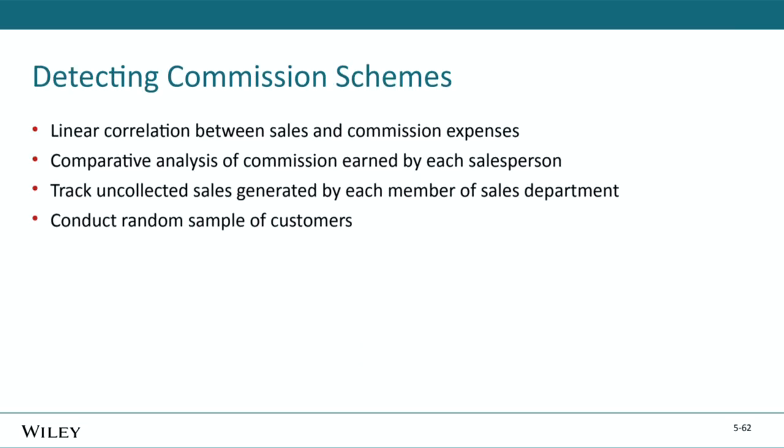There should be a linear correlation between sales and commission expense. So if everyone gets 5% commission, okay, how much were the total sales? Okay, how much do we pay in commissions? Okay, and it comes to 12%. Okay, we have a problem here. All right. Comparative analysis of commissions earned by each salesperson. Somebody just got huge commissions compared to the rest of the folks. Something's going on, especially if they're all doing about the same work.